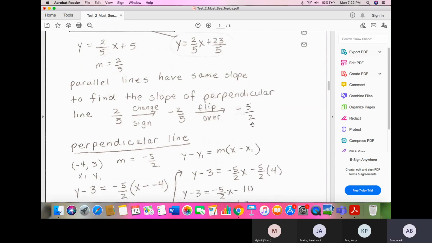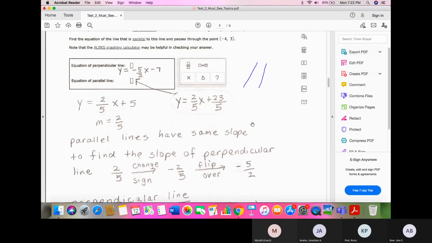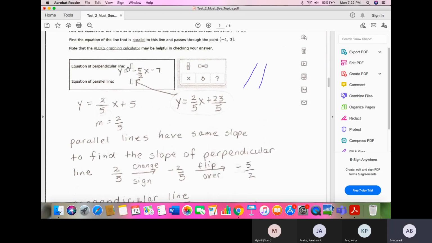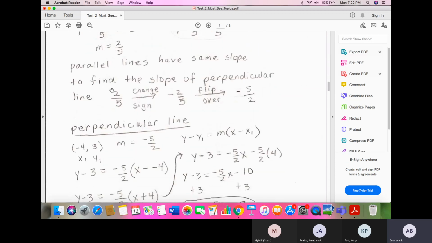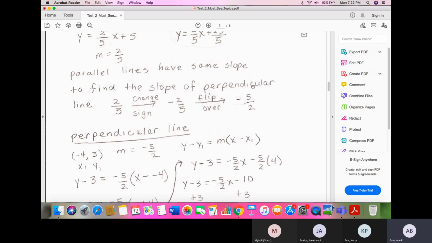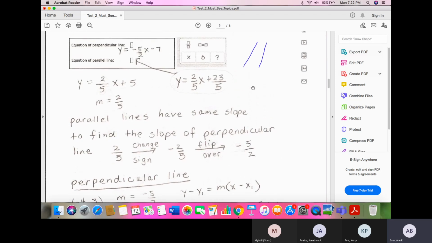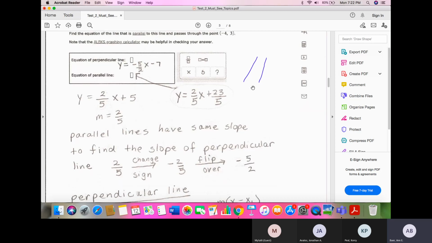So let's look at finding the equation of a perpendicular line. Because Alex wants it first here, they're going to change the order on you, as you probably know. So let's do the perpendicular line first. We know the slope is negative 5/2, and then we just need a point on our line to use point-slope form. So let's find a point on our line to do that.